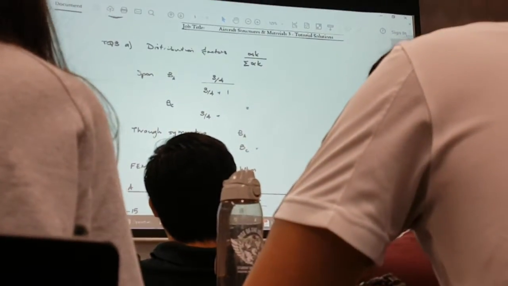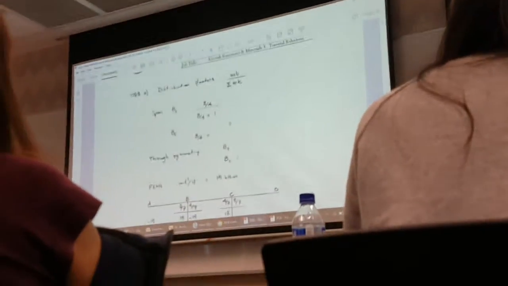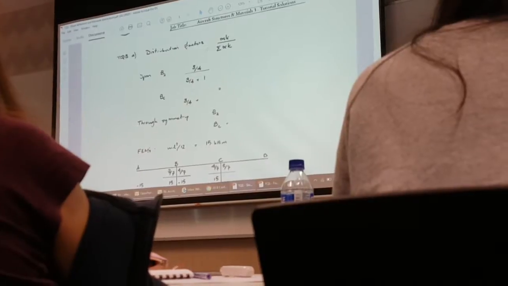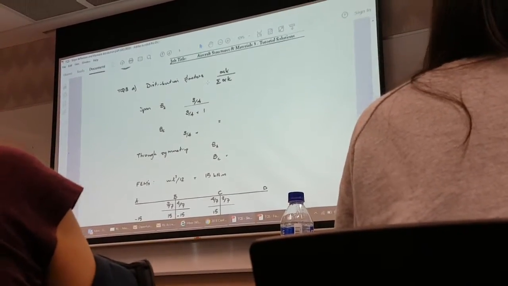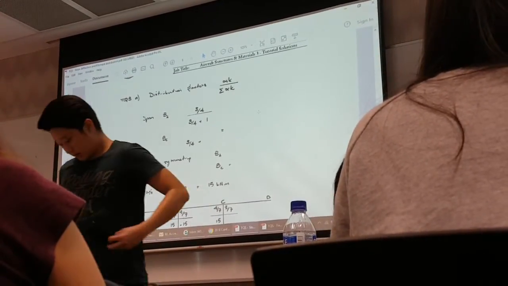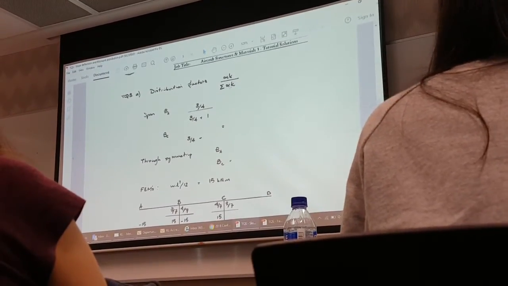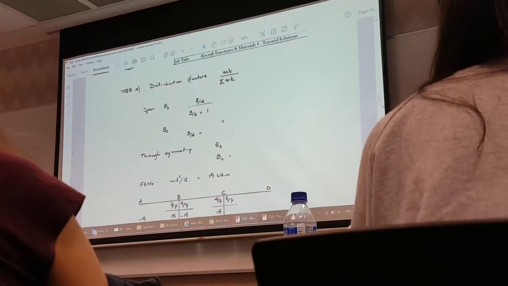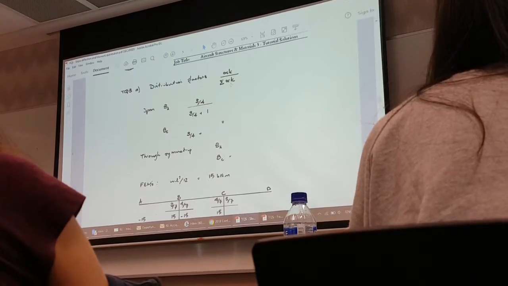So for this case, because it's the moment distribution method, you then have to determine the distribution factors. For your distribution factors, I think this particular formula is given in the formula sheet. You need to know that in order to determine the moment distribution, the distribution factor is alpha k divided by the summation of alpha k.